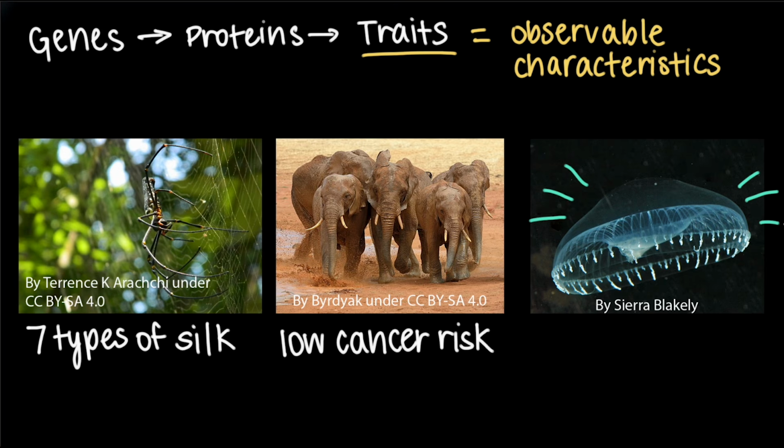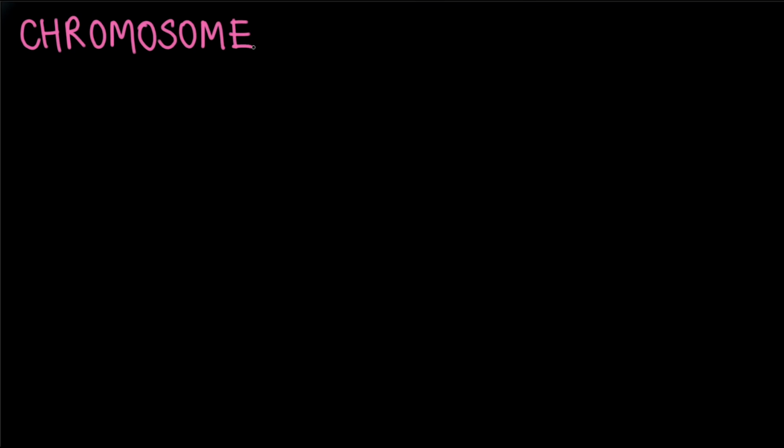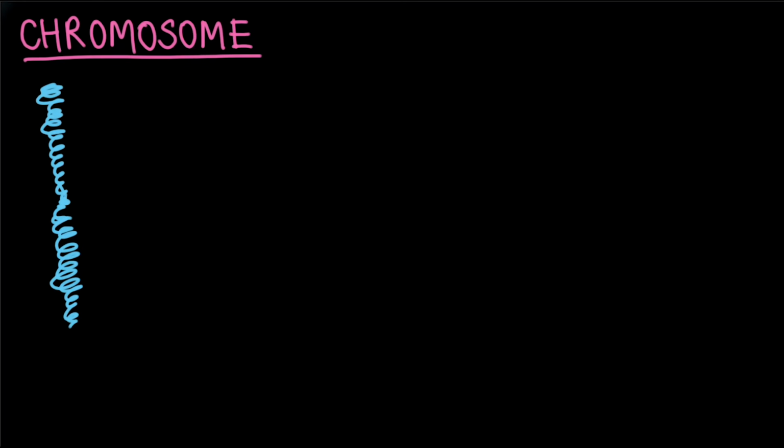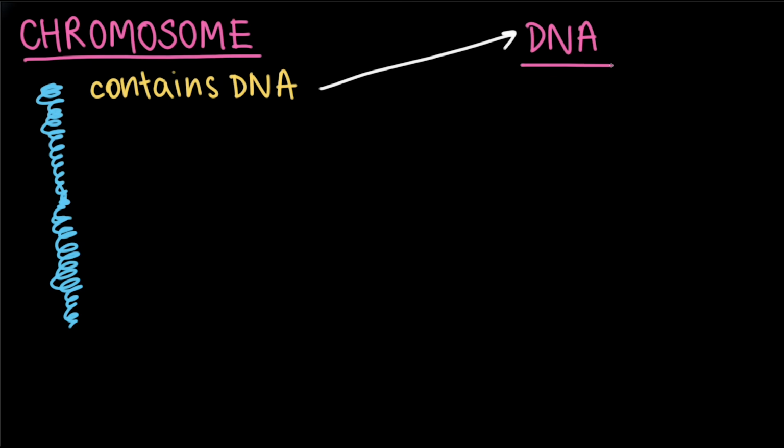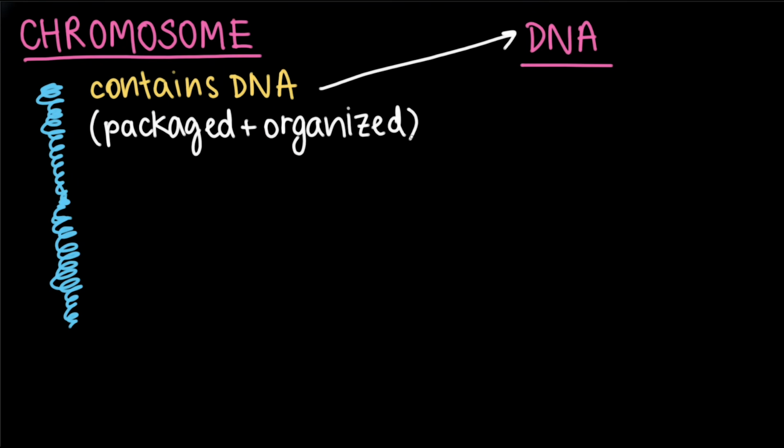So now let's dive into the details of how these traits are expressed. Specifically, let's look at the jellyfish trait of bioluminescence. We know that an organism's traits are affected by its genes, so let's travel into the nucleus of the crystal jelly cells to where its genes are found, on chromosomes. A chromosome, shown here, is a cell structure that contains a coiled-up DNA molecule. I personally like to think of chromosomes as the packaged and organized version of DNA.